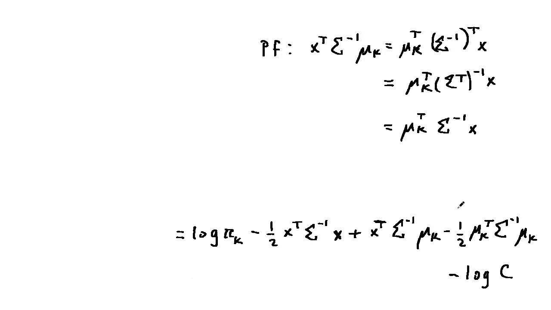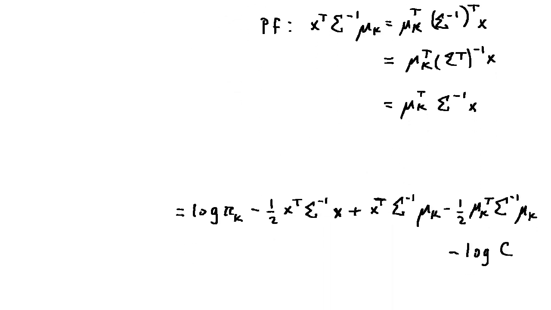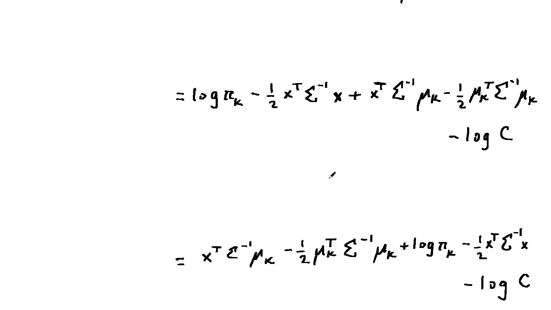Okay, so now we have this. Distributing that negative 1/2 from here, that's how we get this. Now we just rearrange the terms here. So bring this x transpose sigma inverse mu sub k in front. Then this term, plus log pi sub k and the rest.